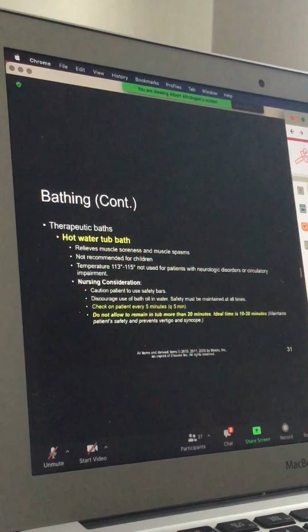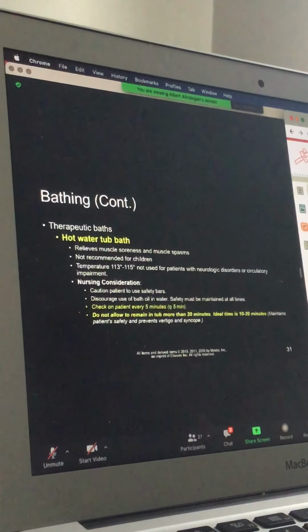It can become slippery. Check on the patients every 5 minutes, or rather, stay with your patients at all times. Do not allow them to remain in the tub more than 20 minutes. The ideal time is 10 to 20 minutes for a hot water tub bath. Again, this is a magic number. You need to know these ranges. No more than 20 minutes. The range should be between 10 to 20 minutes.